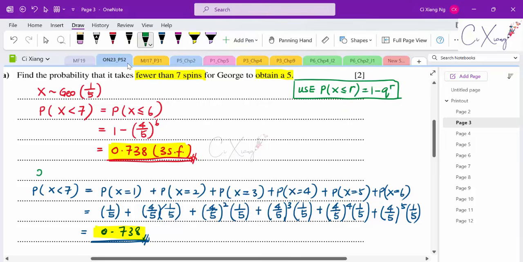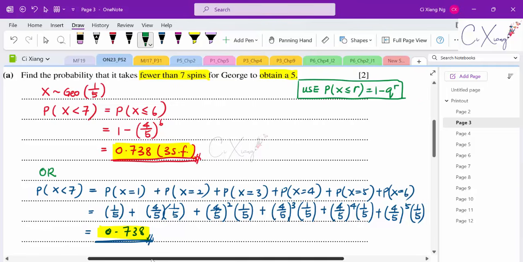So this is optional. Some students are able to remember the formula, then of course it will become much easier. You can directly apply it and get the answer. Okay, then let's proceed to part number B.